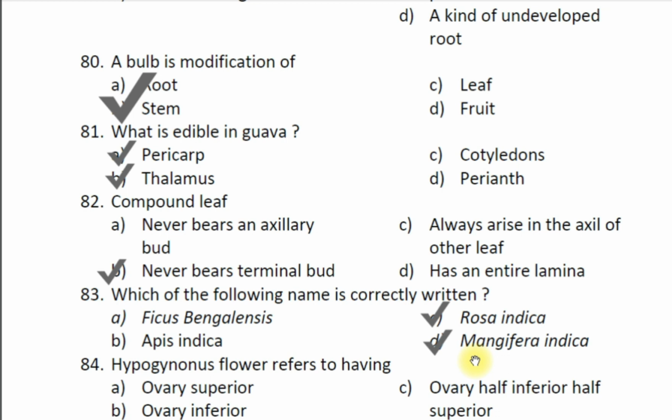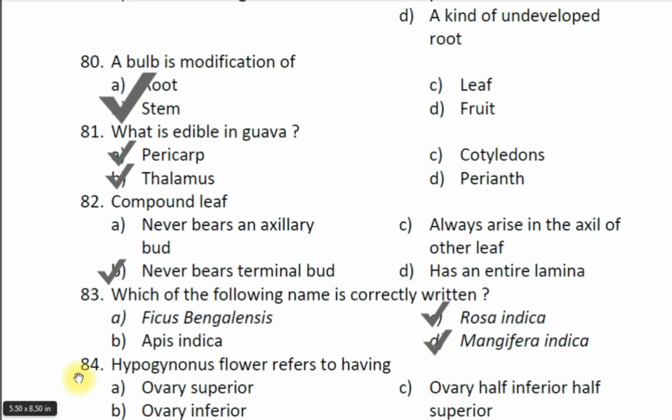Usually, in the case of all living organisms, the name should be followed by an abbreviation which denotes the name of its discoverer. But here in all of these four options, no discoverer name is written, so credit to the discoverer is not given, but both options C and D are equally correct.